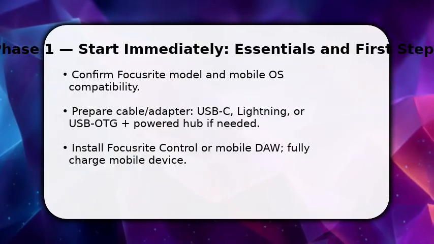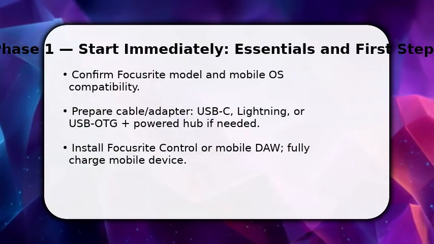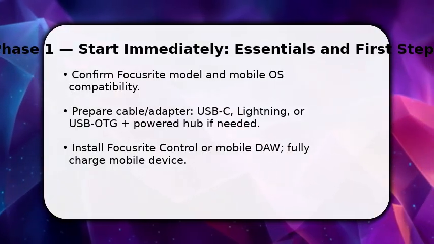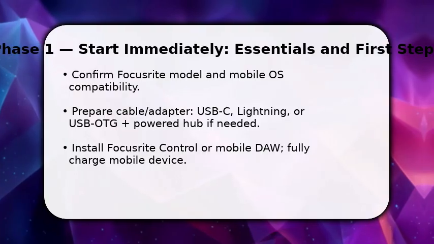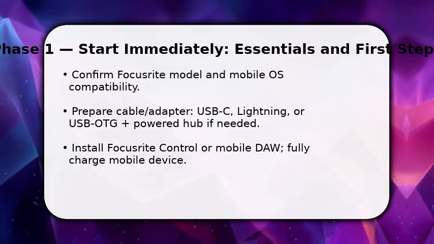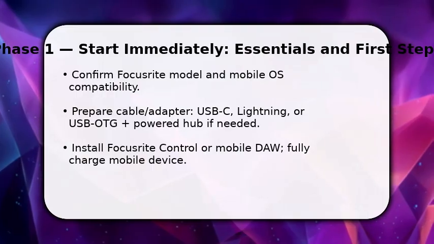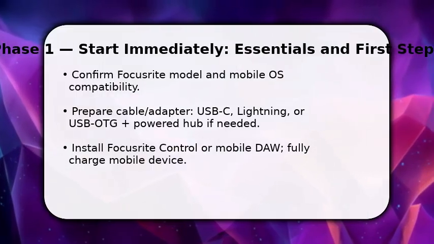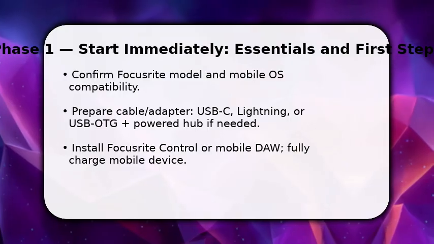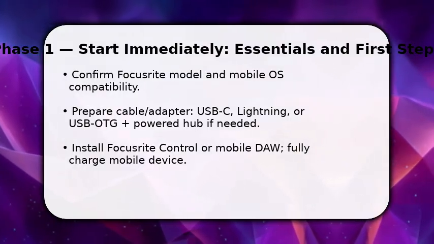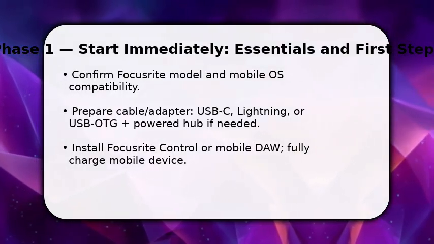You're starting now. Confirm which Focusrite interface you have and that your phone/tablet supports USB audio. Next, pick the correct cable or adapter: USB-C to USB-B, Lightning to USB camera adapter, or a USB OTG adapter for older Android. Once done, plug the interface into the adapter, then connect to your mobile.